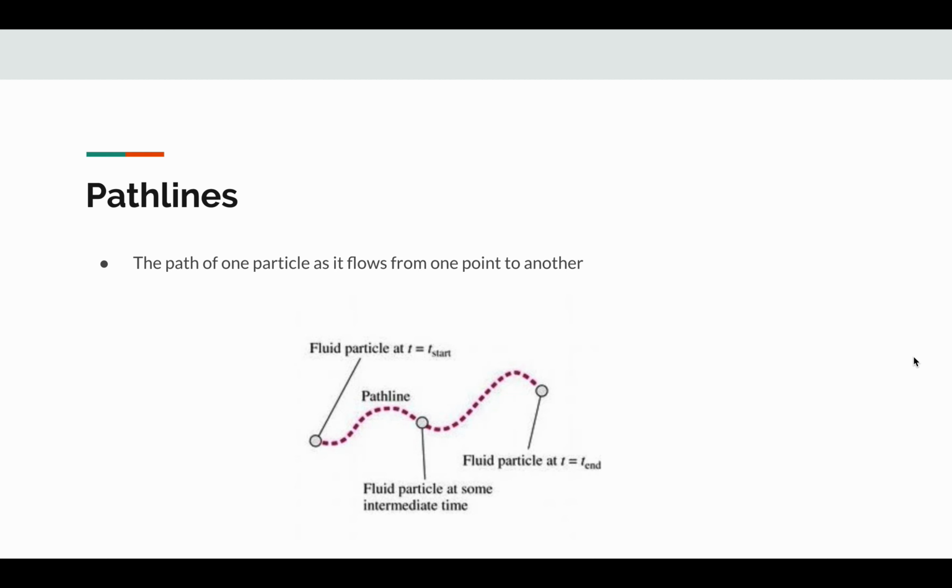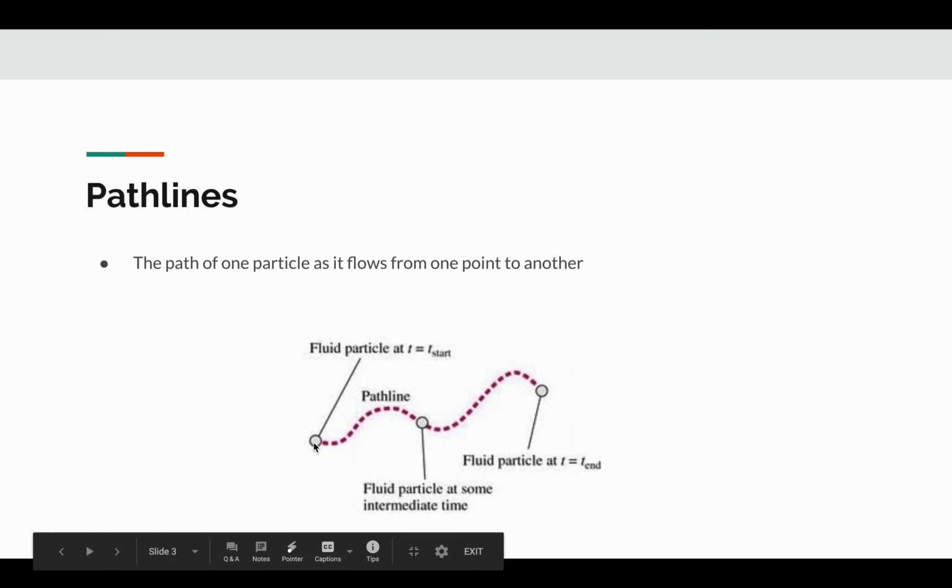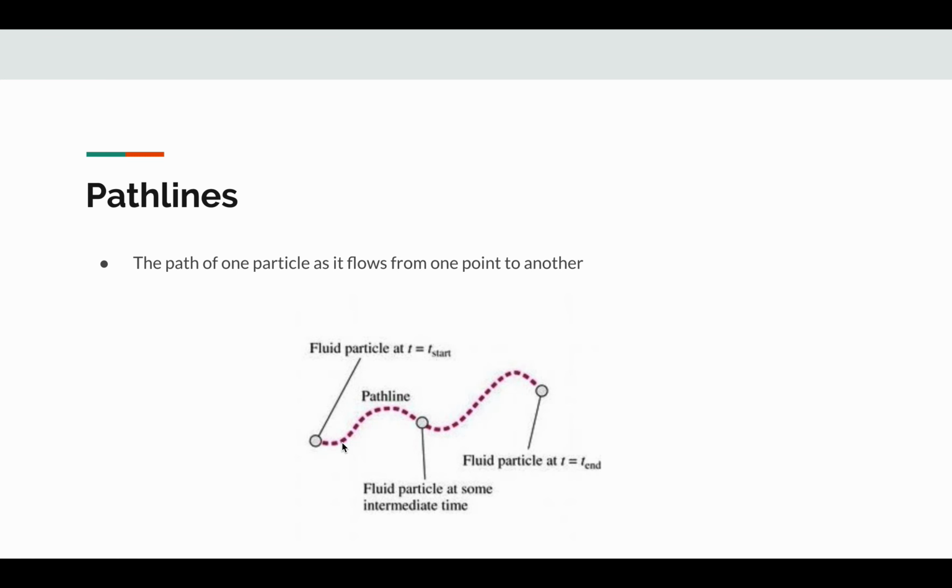First up, we have pathlines. The pathline is the path of one particle as it flows from one point to another. So in this image depicted here, you can see that this particle will start here, and it will move along the pathline throughout time, and it will stay on that pathline.